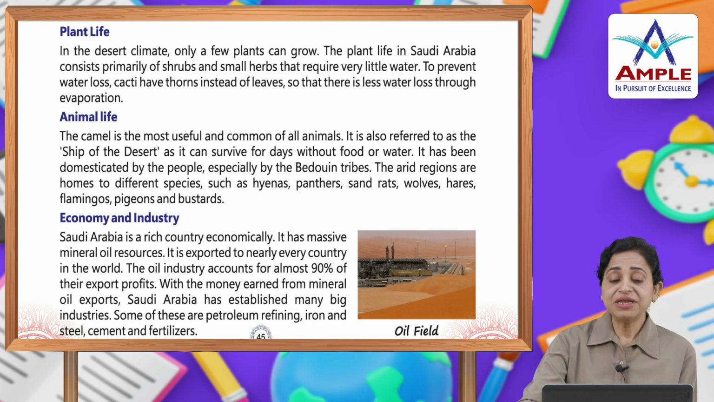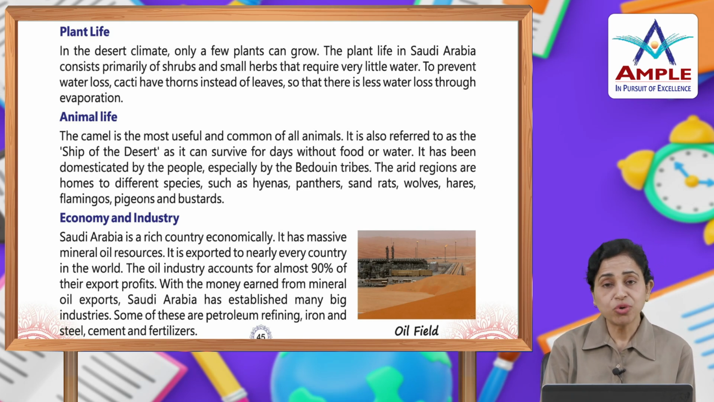Animal life: the camel is the most useful and common of all animals. It is also referred to as the ship of the desert as it can survive for days without food or water. It has been domesticated by the people, especially by the Bedouin tribes, and the arid regions are homes to different species such as hyenas, panthers, sand rats, wolves, hares, and flamingos, pigeons, and bustards.